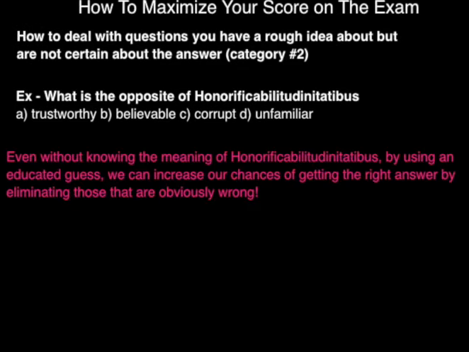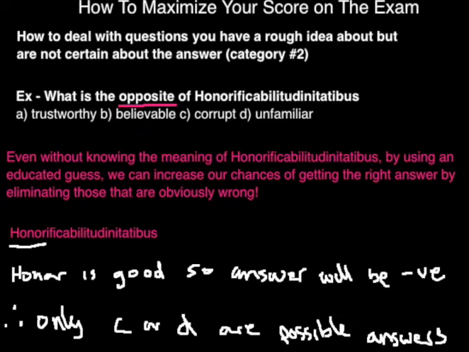So let's look at an example of how using the process of elimination might look. You are given a question. You are asked to find the opposite of an incredibly long word which you've never seen before. I'm not even going to try and pronounce this word, but suffice to say, this is actually a real word. Now, you're not going to get a question this difficult on the JAMB, but still, even if you happen to get a question like this and you knew almost nothing about the word, what you could do is try to make an educated guess.